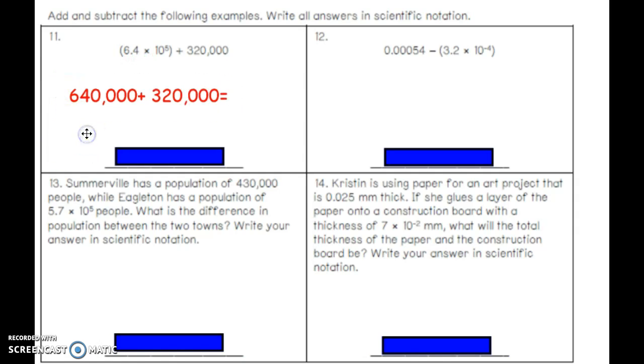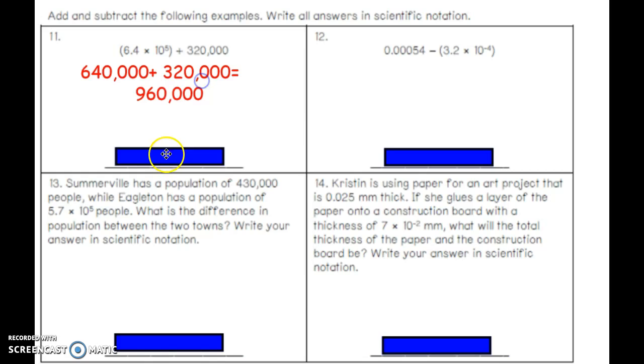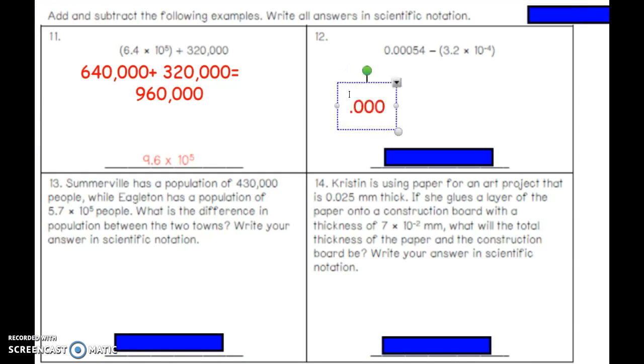If you do that correctly, you know you're dealing with the number 960,000, and then we just have to convert 960,000 into scientific notation. So 9.6 times 10 to the 5. And I have too many zeros, so double check that.